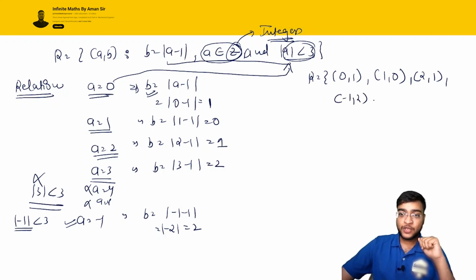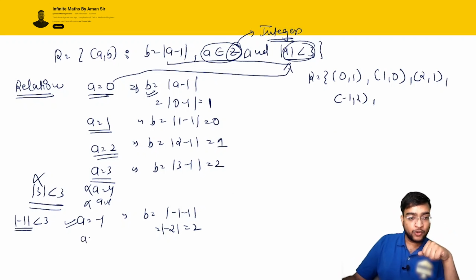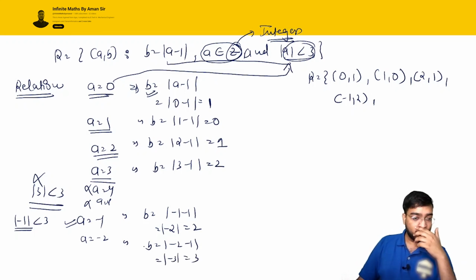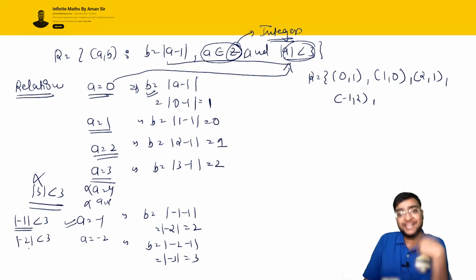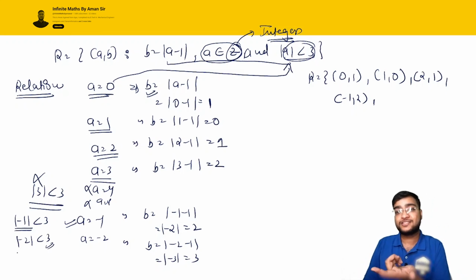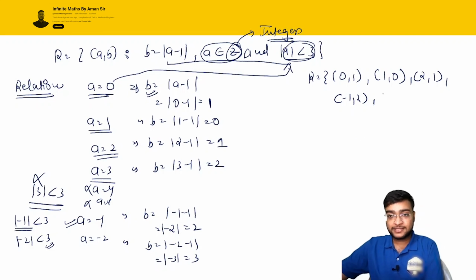That is very true, sir. Can I take a equal to minus 2? Let's see. I can say b equals minus 2 minus 1, that is minus 3, mod is 3. Is this minus 2 less than 3? You can say minus 2 mod is less than 3, and this condition is also fulfilled because minus 2 mod is 2 here. So this pair is also minus 2 comma 3.